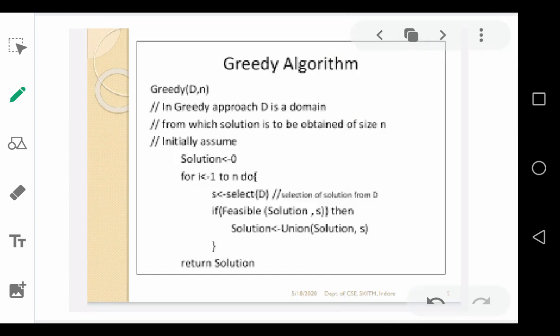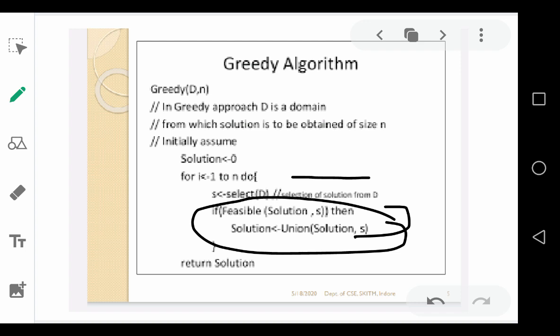Here is the greedy algorithm. In this algorithm, first we check whether the selected solution is feasible or not. If the selected solution is feasible, then we make a feasible choice and select an optimal solution to the original problem.